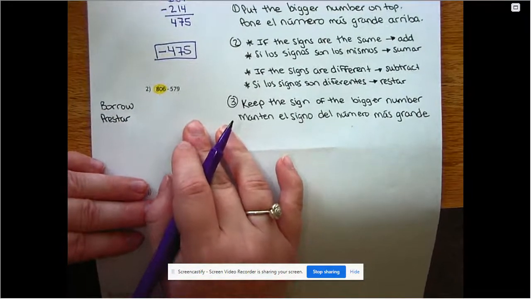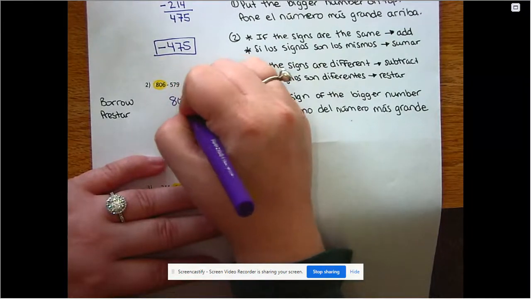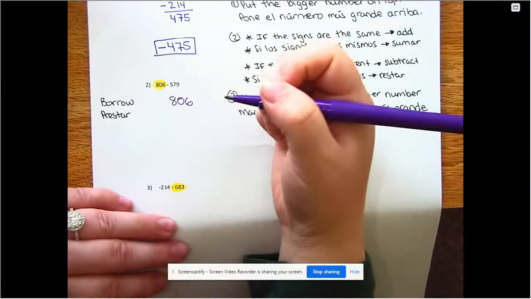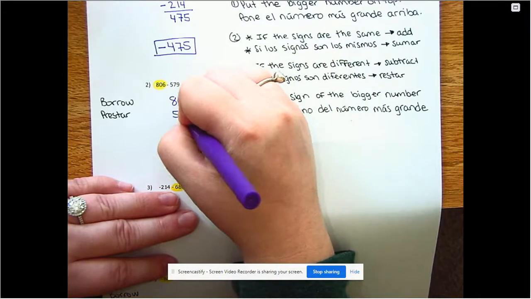Number 2. We put the bigger number on top. Ponemos el número más grande arriba and the smaller number on bottom. Y el número más pequeño abajo.